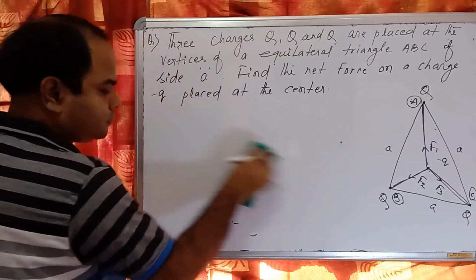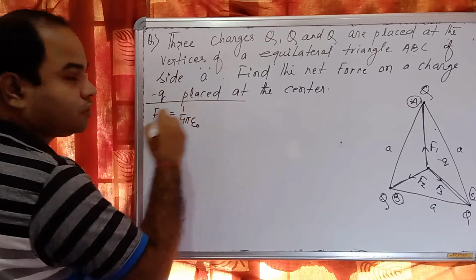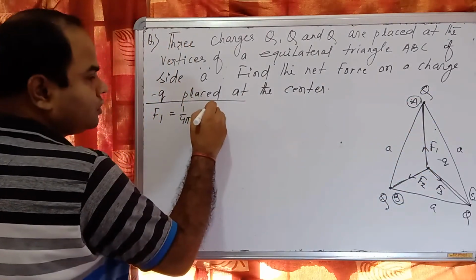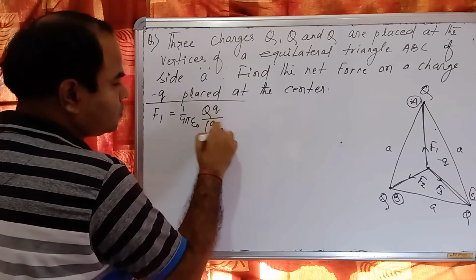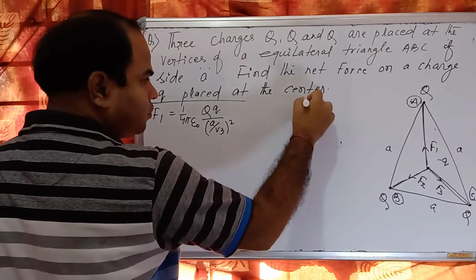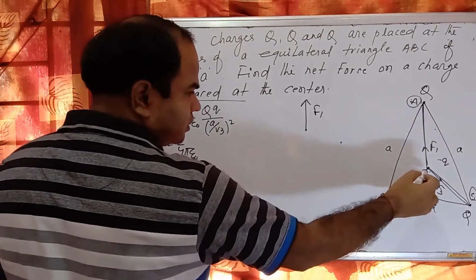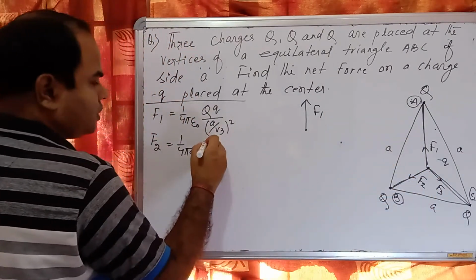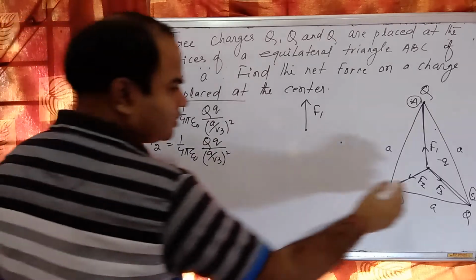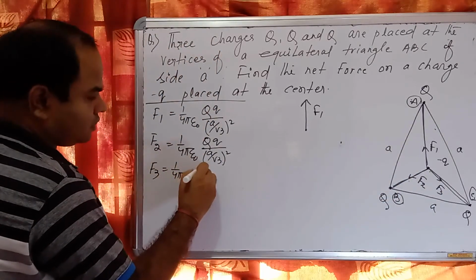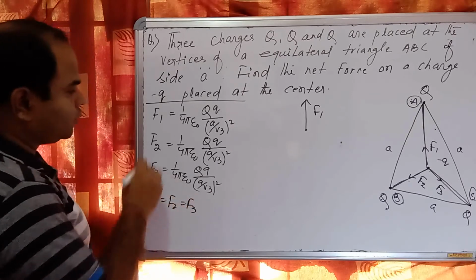Now write the magnitude of F1. F1 is equal to 1 by 4 pi epsilon naught. The charge is Q, this is minus Q, but do not write the sign, write only the magnitude, that is Q times Q, over distance A by root 3 squared. It is in the upward direction. F2 is 1 by 4 pi epsilon naught, Q squared by (A by root 3) squared, the distance is the same. F3 is also the same, 1 by 4 pi epsilon naught, Q squared by (A by root 3) squared. So that means F1 is equal to F2 is equal to F3. All are equal.